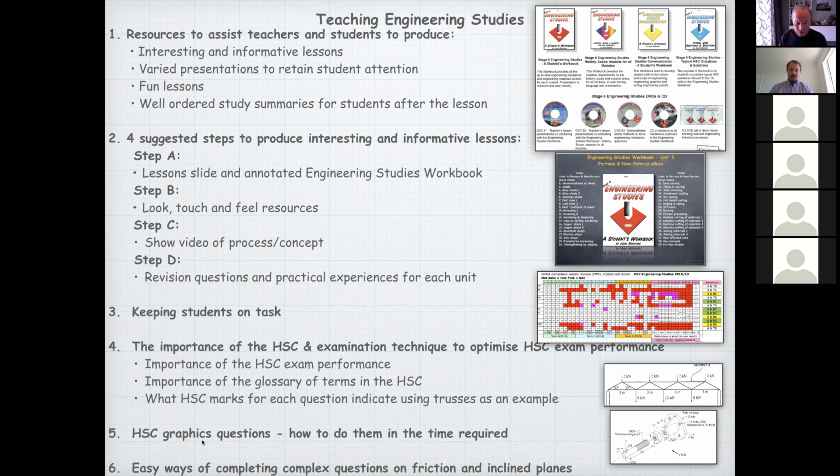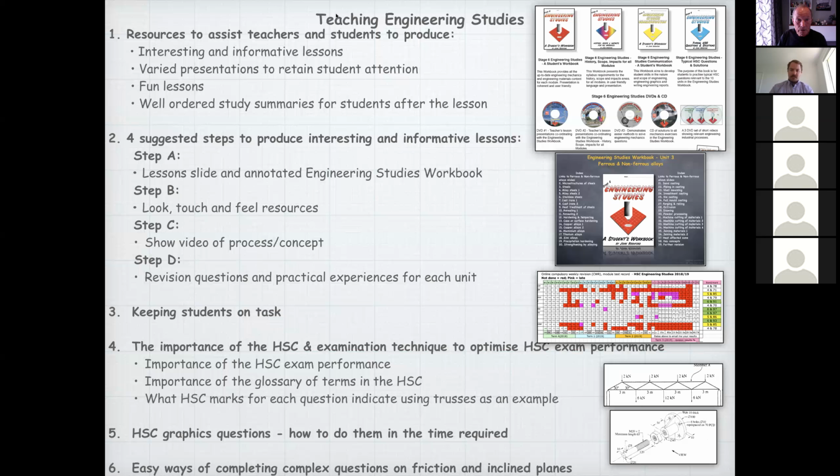Then, if we've got time, a lot of students have trouble with graphics, getting them done in time. I'll show you quick methods of doing graphics. And then if we have time, I'll also go through how to do friction on inclined planes questions in a fairly easy method using the 3/4 rule.